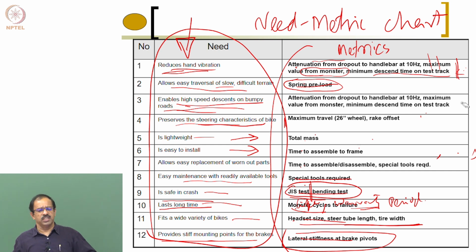Yeah, load bearing capacity can be a metric. That depends on the size and the material. You can change the material or you can change the size to get a different load carrying capacity. Okay. Any other questions?